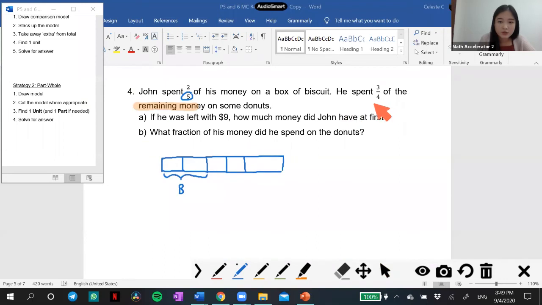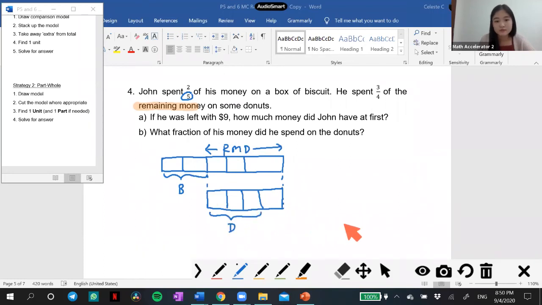He spent 3/4 of the remaining. This is the remaining. Right? Do you have 4 units here? No. So drop it down. Okay, then you can cut 1, 2, 3, 4. And then 3 of this is on donuts. How much is he left with? $9.